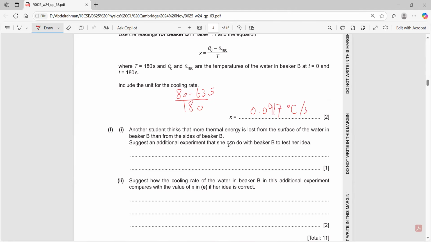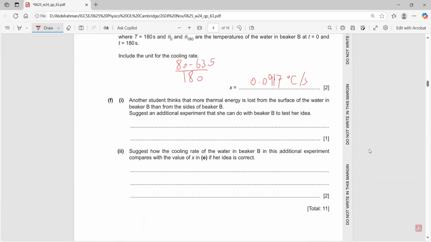Now, the student thinks that more thermal energy is lost from the surface of the water than from the sides of beaker B. Suggest an additional experiment. So just an additional experiment that she can do. What could she do? She could use a lid to cover beaker B. Then state how the cooling rate of the water in beaker B in this additional experiment compares with the value of X in E if her idea is correct.